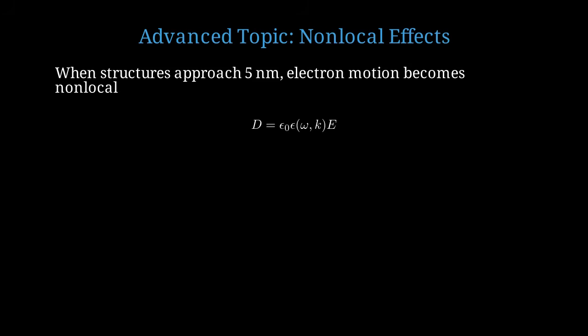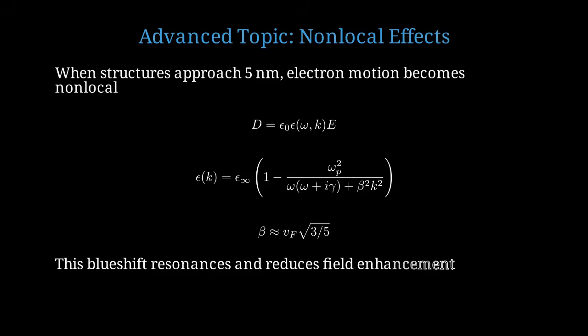The displacement field depends on both omega and k, not just omega, making epsilon a function of wave vector. The permittivity becomes epsilon infinity times 1 minus omega p squared over omega times omega plus i gamma plus beta squared k squared. The non-local parameter beta equals the Fermi velocity times the square root of 3 over 5. Non-local effects cause resonances to blue shift and reduce the maximum field enhancement by factors of 2 to 5.